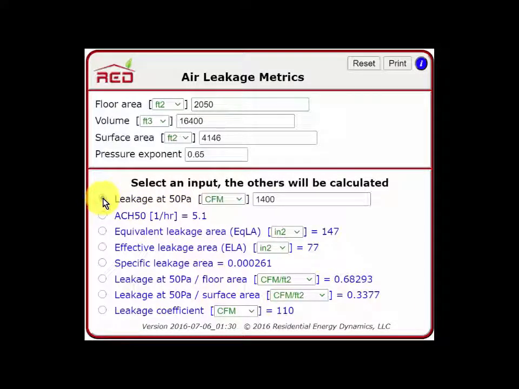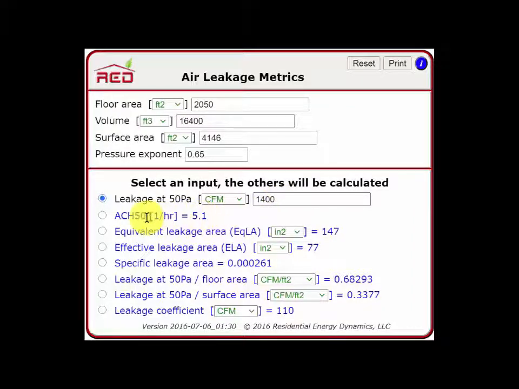Now, my favorite metric is the leakage at 50 pascals divided by surface area. This is the value that is used by Passive House USA. Now, let me tell you why. If you look at leakage at 50 pascals or CFM50, there is nothing in this metric having to do with the volume of the air in the house or the surface area. In other words, there's nothing that tells you the size of the house. So it's very difficult to compare a bunch of CFM50 values because you have no idea of the size.